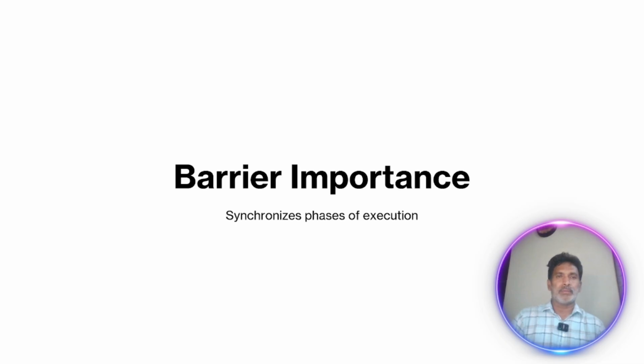For example, if you take a program with two steps, like computing values and using the computed values, a barrier ensures that step 2 starts only after all the threads finish step 1. Excessive use of barriers can cause waiting delays and reduce performance. So barriers are essential for maintaining order, consistency, and coordination in parallel programs by ensuring that all the threads move forward together in synchronized phases.